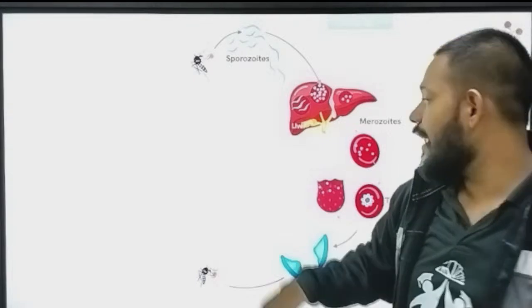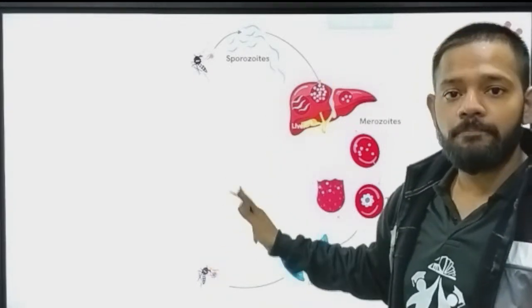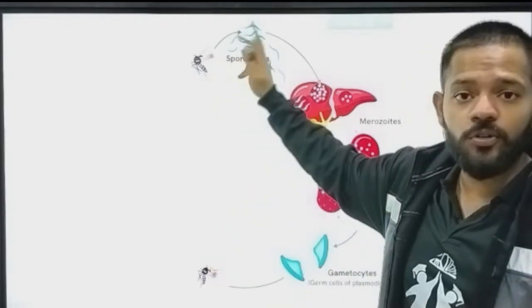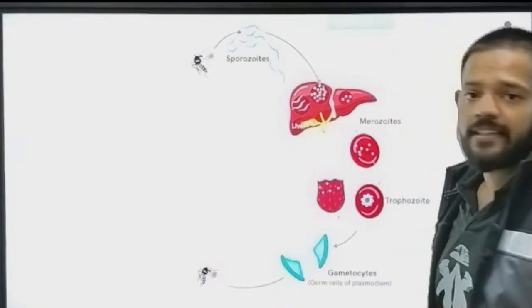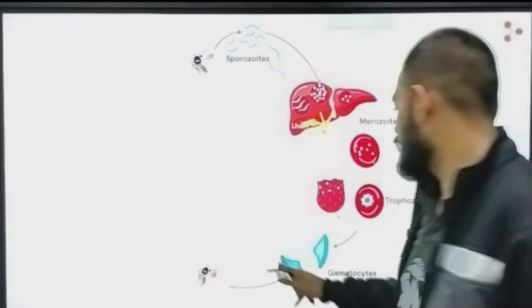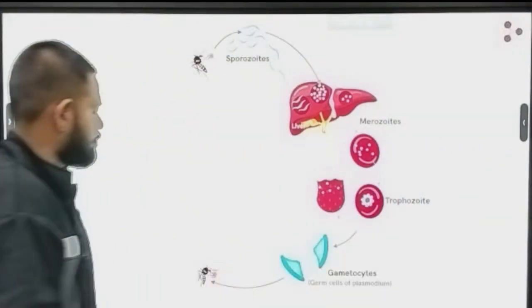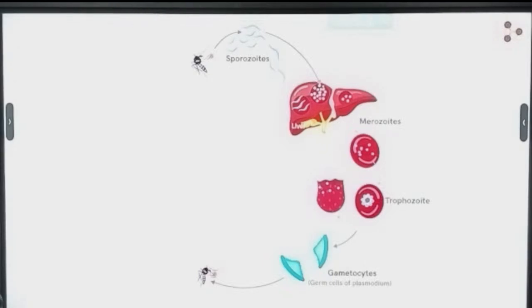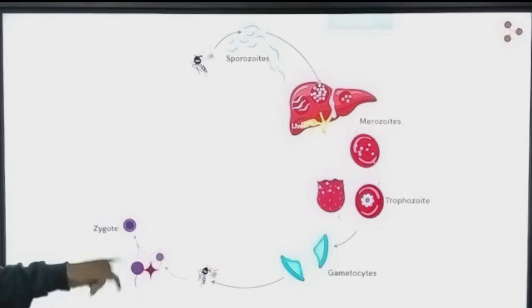That is how the life cycle of Plasmodium is completed in two hosts. The primary host is the mosquito and the secondary host is the human. The gametocytes pass into the mosquito's body with the sucked blood. Here, in the mosquito's body, both male and female gametocytes, which are like the germ cells, fuse to form a zygote. That is, male and female fertilization forms the zygote, which results in the oocysts.